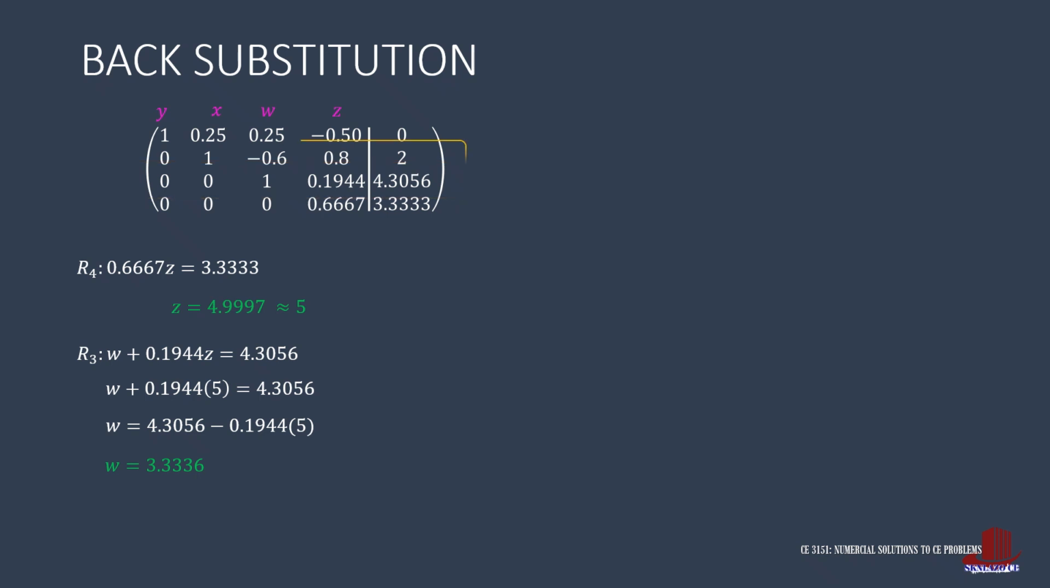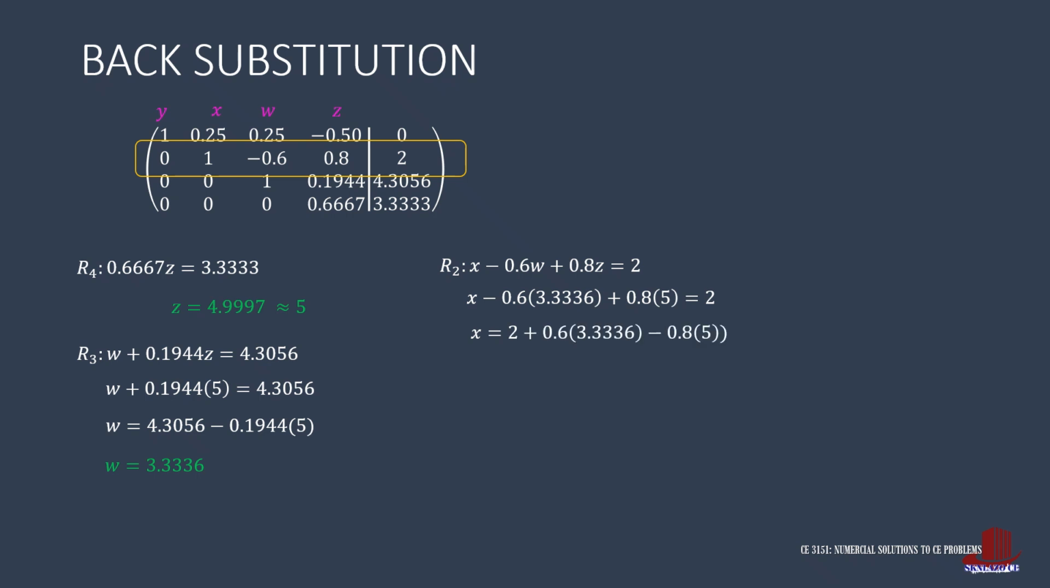3.3336. For the second row, there is x less 0.6w plus 0.8z as equal to 2. Place 5 for z and 3.3336 for w, and then place the terms with the constant and have x as equal to 2 plus 0.6 of 3.3336 less 0.8 of 5. X is then computed as 0.